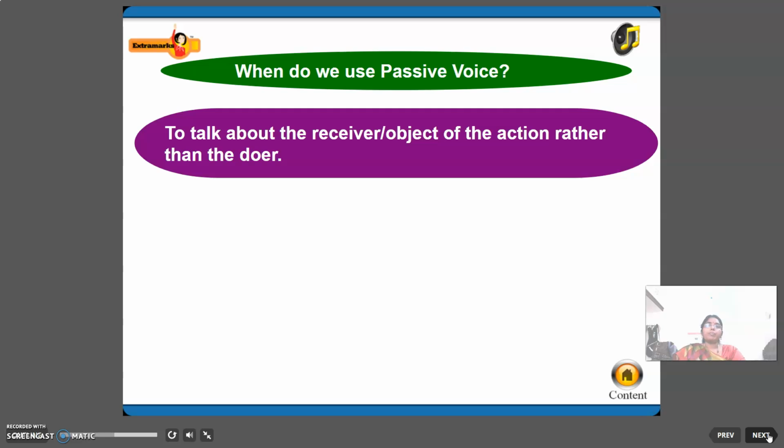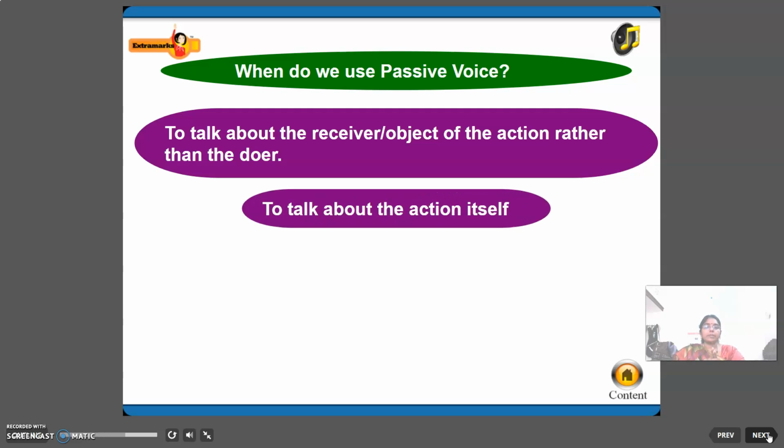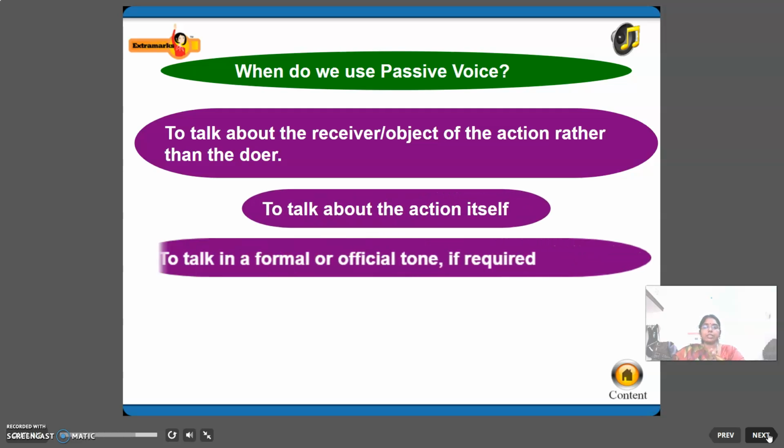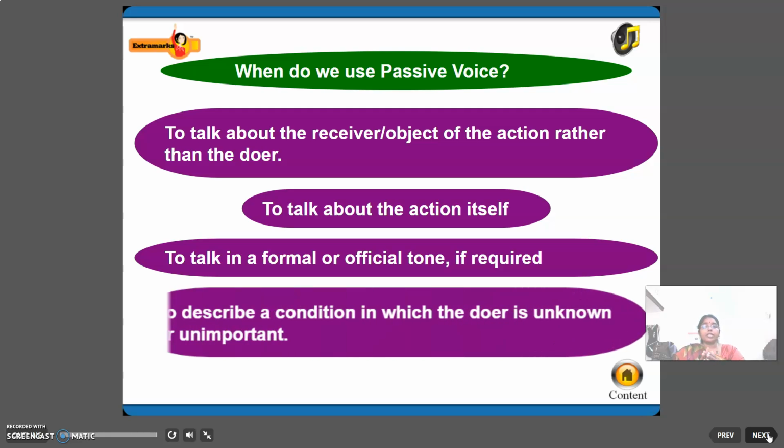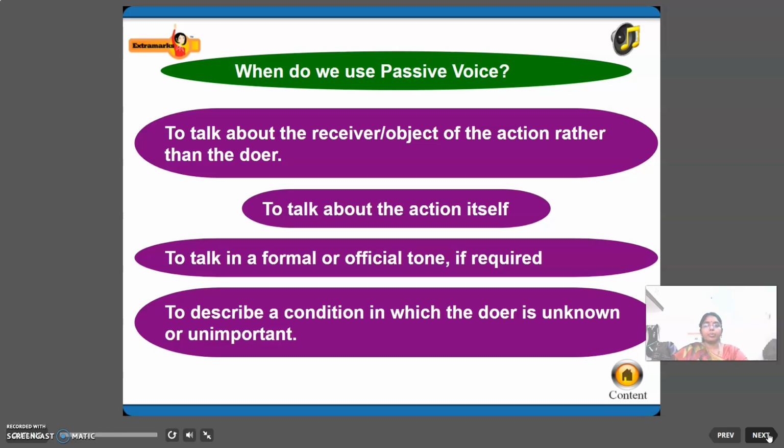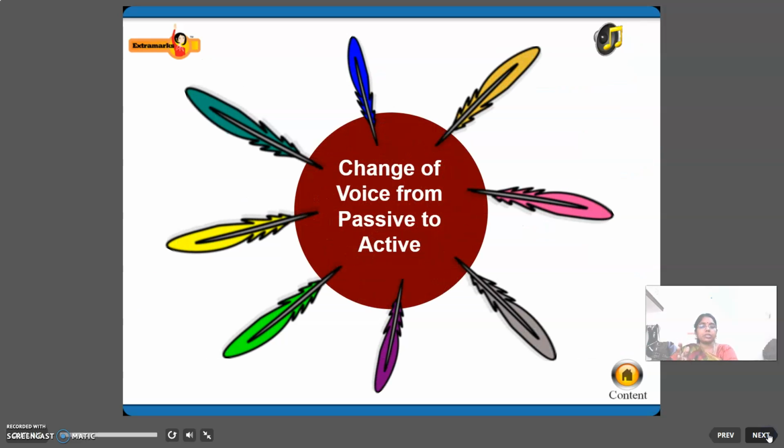When do we use passive voice? When do we have to use passive voice? To talk about the receiver or object of the action rather than the doer. To talk about the action itself. To talk in a formal or official tone if required. To describe a condition in which the doer is unknown or unimportant. All these are the things you have to follow when using passive voice.